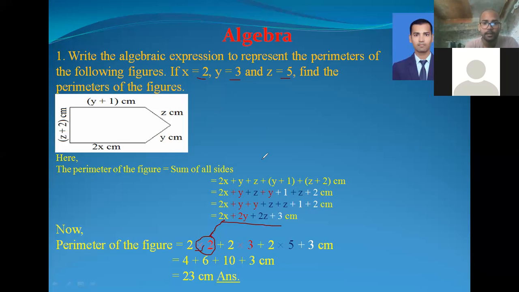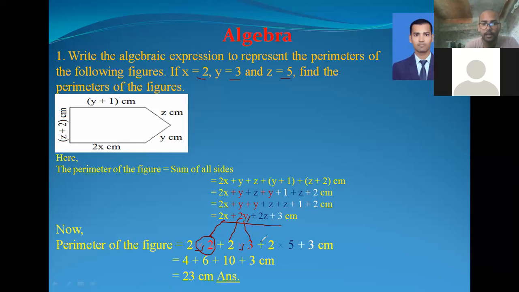In the same way, again plus 2, and between 2 and y there is no sign. It means there is multiplication. That's why we have written the multiplication sign here. And then after, the value of y is, you can see here, 3. That's why we replace y with 3 here.